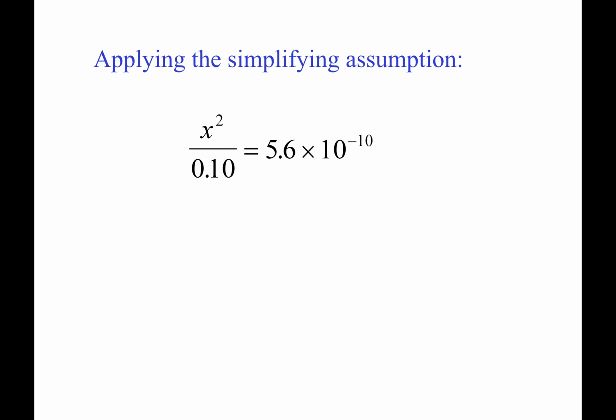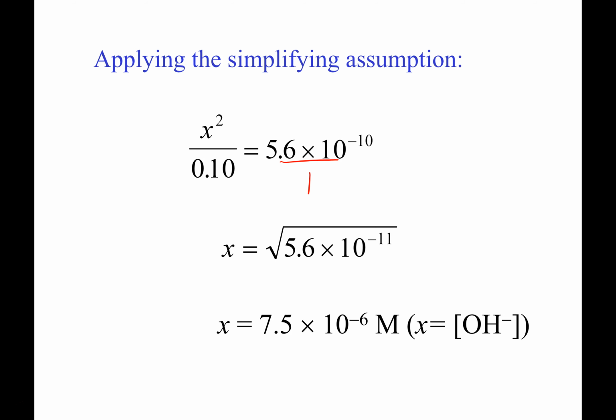So you would think that you're going to be in good shape going this easier route. So our Kb expression becomes x squared over 0.10 is equal to 5.6 times 10 to the negative 10th. Now it's very common to make a mistake at this point. You don't want to make a mistake, so I think of it as cross multiplying, flattening it out. So I'm going to take my 5.6 times 10 to the negative 10th times 0.1, so that'll make it 5.6 times 10 to the negative 11th, right? And I'm going to have to take the square root of that. So x will be equal to the square root of 5.6 times 10 to the negative 11th. With 2 sig figs, you get a value for x of 7.5 times 10 to the negative 6th.